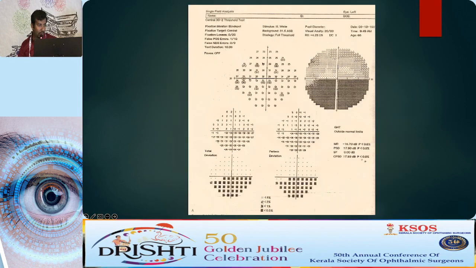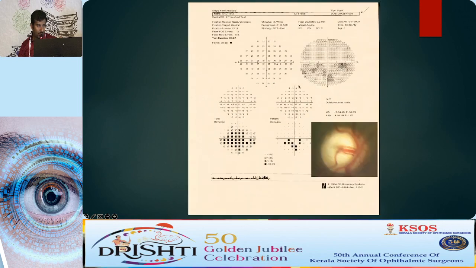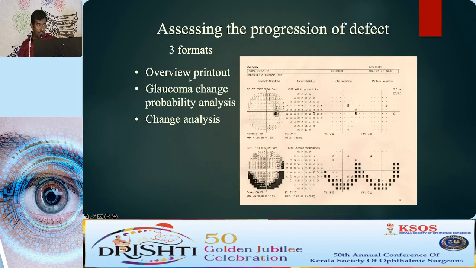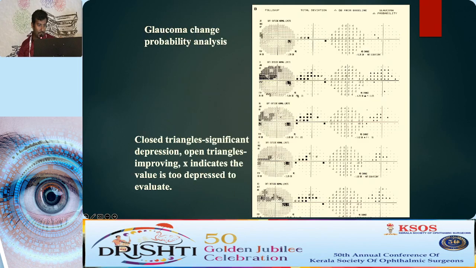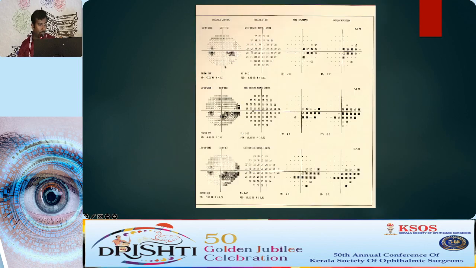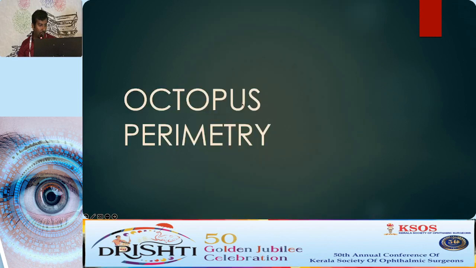You can also look at, I'll skip these. Yeah, as a progression, you get an overview printout. You can do the glaucoma change probability analysis and change analysis. In change analysis, it gives you these triangles. Open triangles are improving. There are no open triangles here, and the dark triangles are depressed points. So yeah, there is an open triangle here and there is a dark triangle here. All the others are dark triangles. Okay, so that is how you can do this.